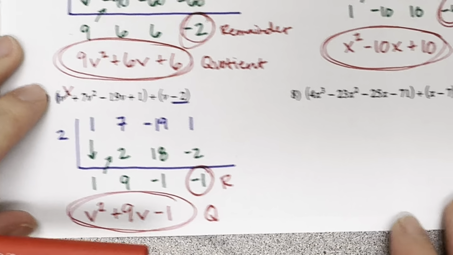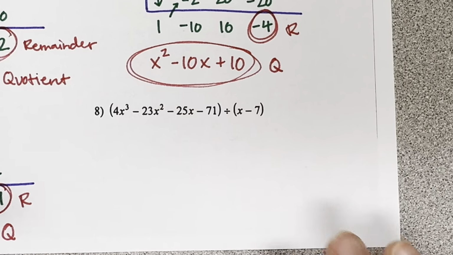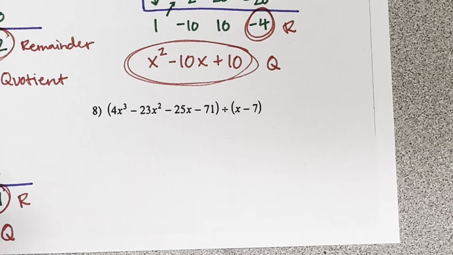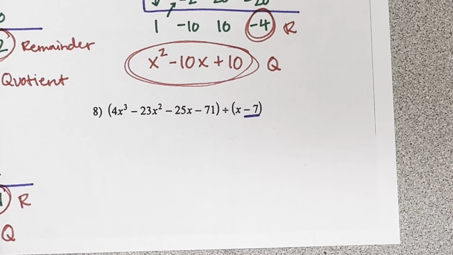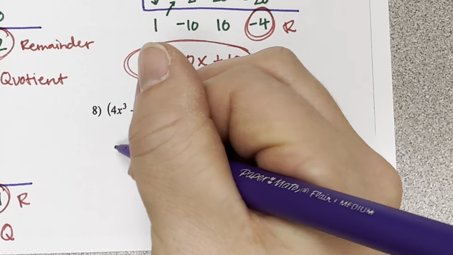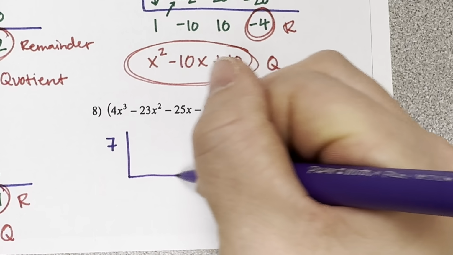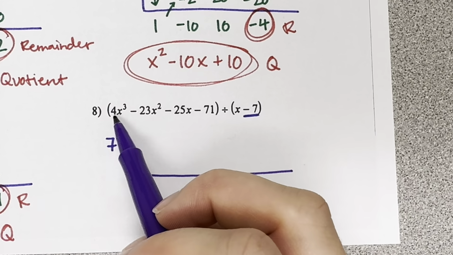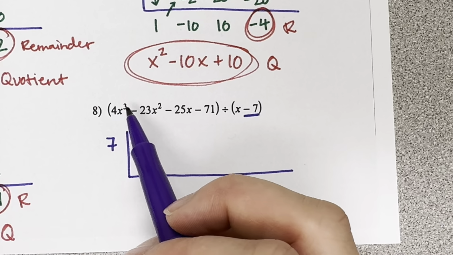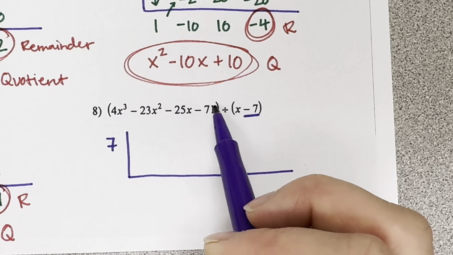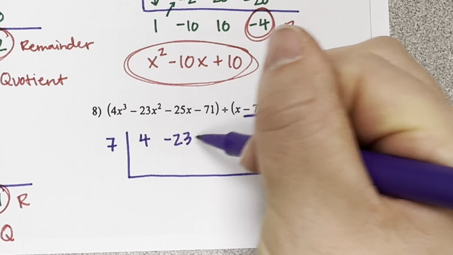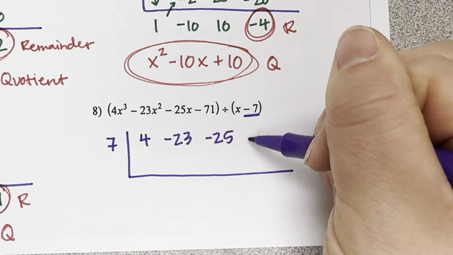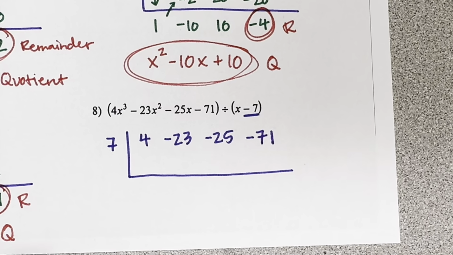Beautiful. And let's do our last one. Okay, we're dividing by this polynomial with a leading coefficient of 1, so we're good there. Just make sure you change the sign on the second term. So negative 7 is going to become positive 7. Grab your coefficients, make sure you don't have to fill in any spaces. 3, 2, 1, no x's, so we're good. 4, negative 23, negative 25, negative 71.